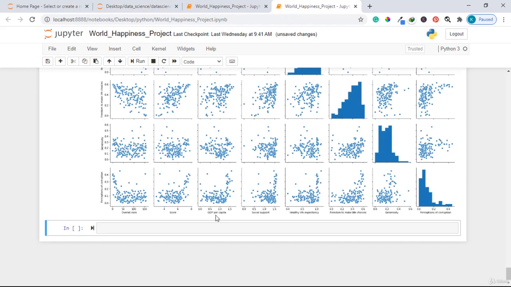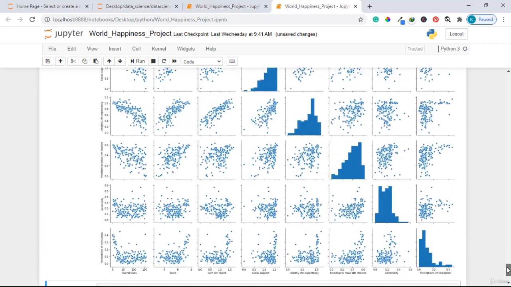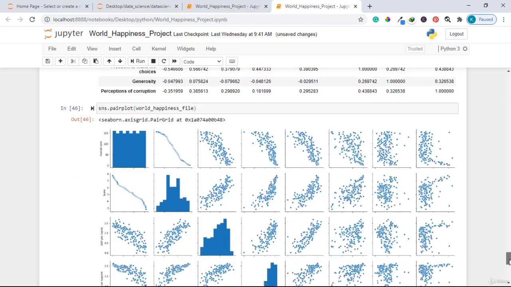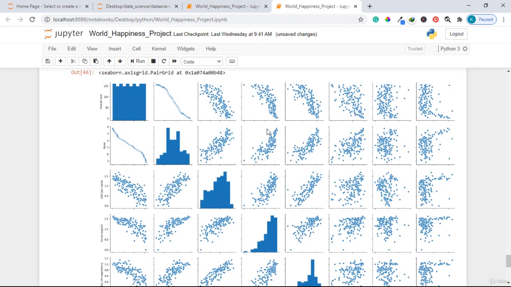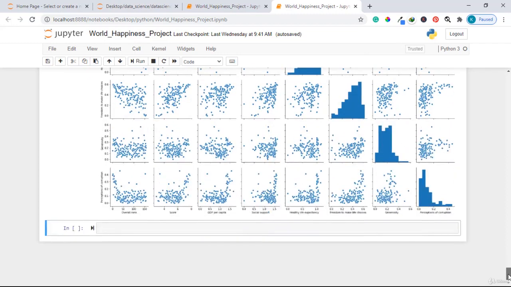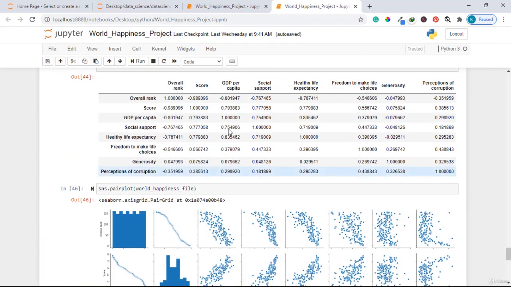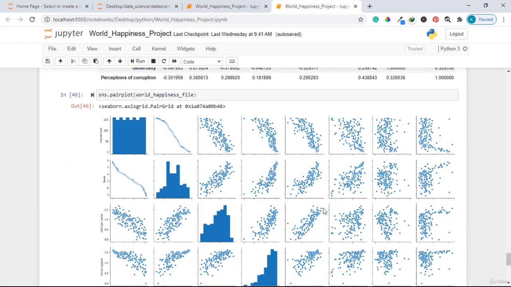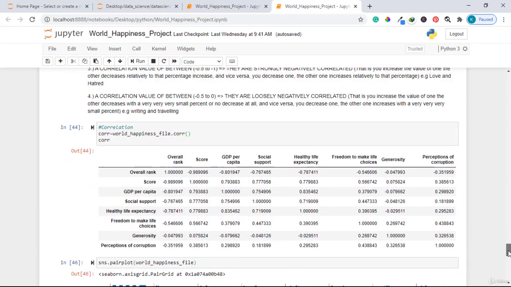This is GDP per capita, and if we look up here, we saw that the relation between GDP per capita and score is 0.7983. Also if we look at this other one, we can draw a straight line here too, which means score is also positively correlated to it. This is the social support, as we saw up here. So these graphs down here just help you confirm the values that you got up here.